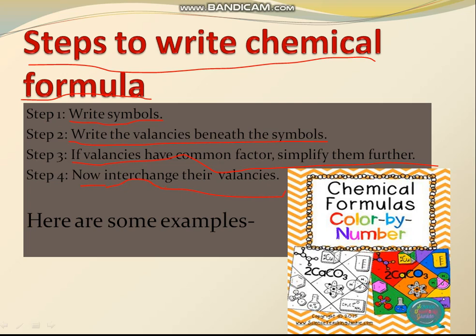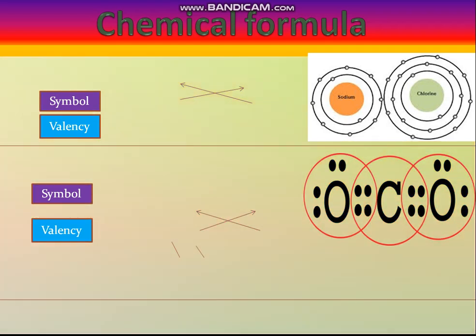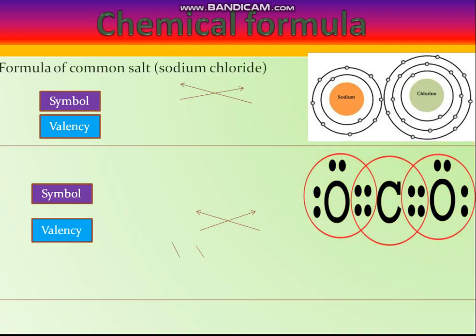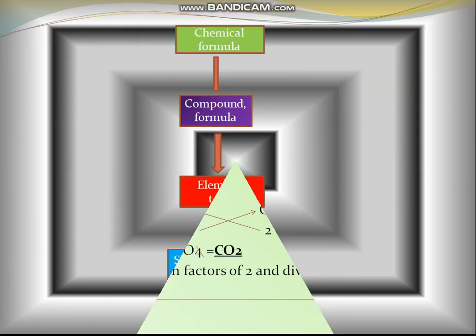Here I have taken some examples. The formula of common salt, that is sodium chloride. Here you can see I've taken the symbols, and beneath that the valencies. I have written Na and Cl, and beneath that the valencies. Both valencies are 1 for Na and Cl, and there are no common factors. So I have interchanged them, and I got Na1Cl1, which is nothing but NaCl.